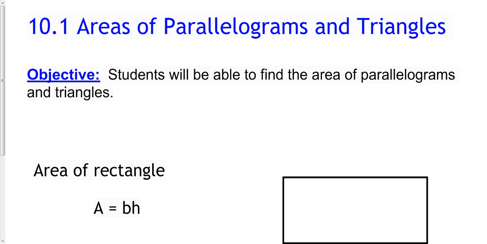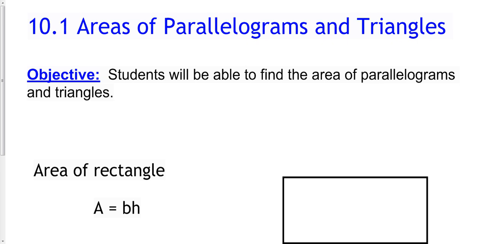Alright, so these are some quick notes on 10.1 and 10.2, which is areas of parallelograms and triangles. Not everything that you'll see on the screen today is on the note paper, but most of it is. So basically the goal is to be able to find the area of a parallelogram and a triangle. And the good news is that we're going to be able to go pretty quick because this is pretty much a review.